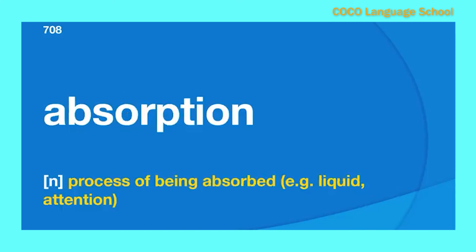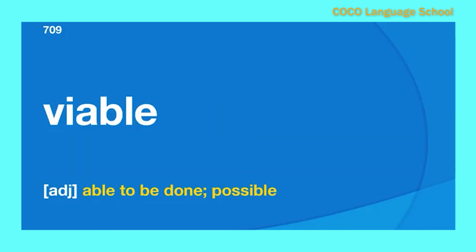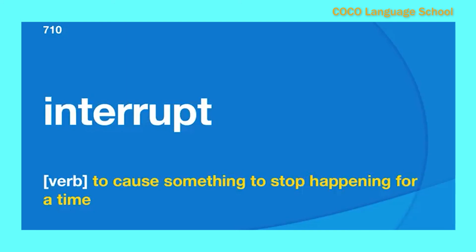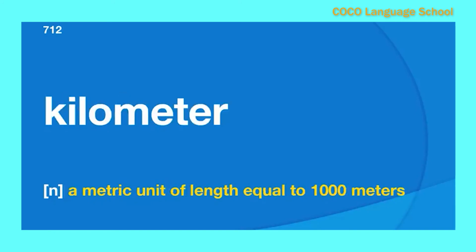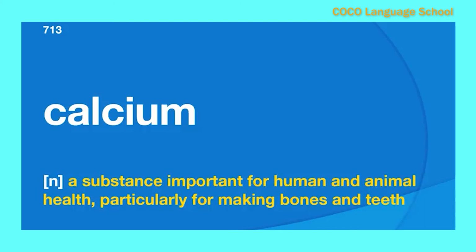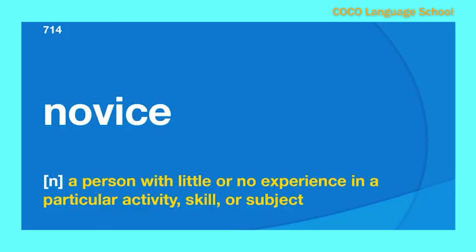Process of being absorbed. Absorption. Able to be done, possible. Viable. To cause something to stop happening for a time. Interrupt. To describe someone or something. Depict. A metric unit of length equal to 1,000 meters. Kilometer. A substance important for human and animal health, particularly for making bones and teeth. Calcium. A person with little or no experience in a particular activity, skill, or subject. Novice.